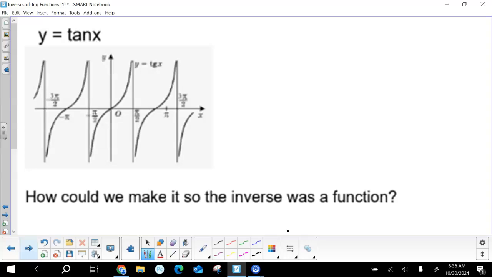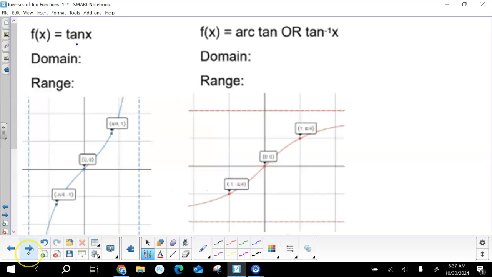All right, now tangent. How could we make it so that the inverse is also a function? Well, we're going to have to restrict our domain again, and we're going to restrict it between those two asymptotes right there. So with tangent right here, our domain is -pi-halves to +pi-halves with parentheses, not brackets, because you have those asymptotes there. And the range here is -∞ to +∞.